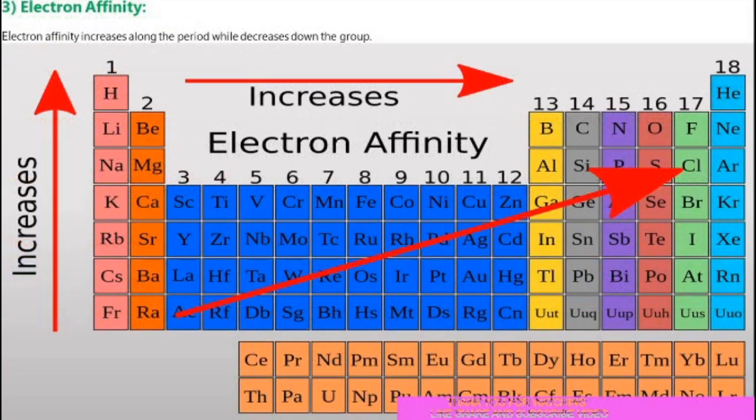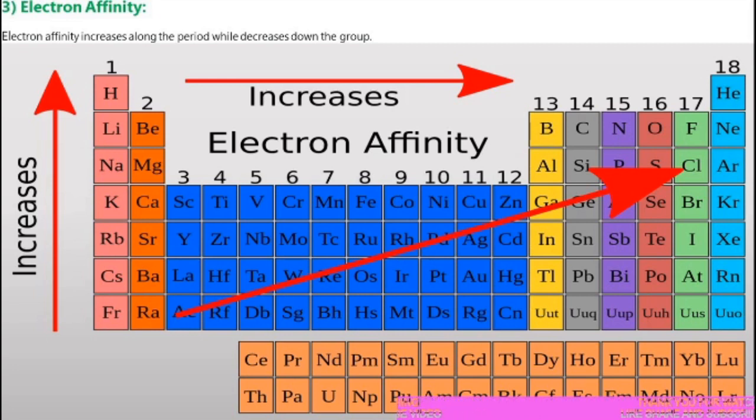Now we see here electron affinity. What is the electron affinity? Electron affinity increases along the period while it decreases down the group. Here you can see in that image, particularly from left to right, electron affinity increases, and from top to bottom or bottom to top there is also a change in electron affinity.